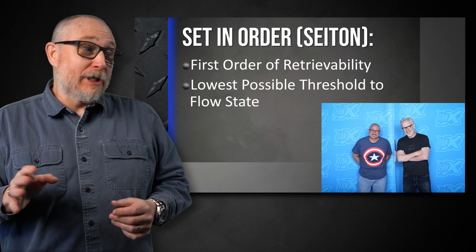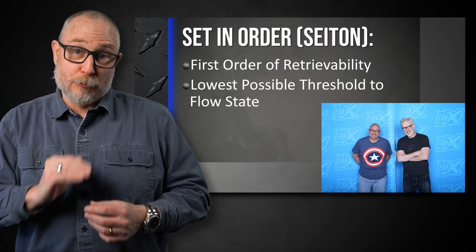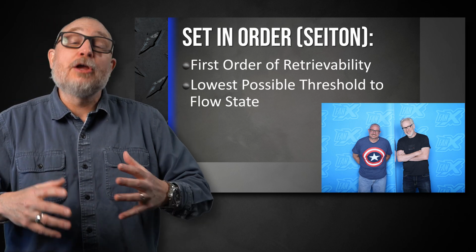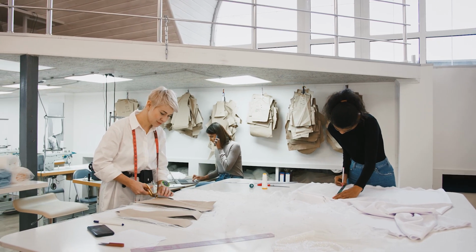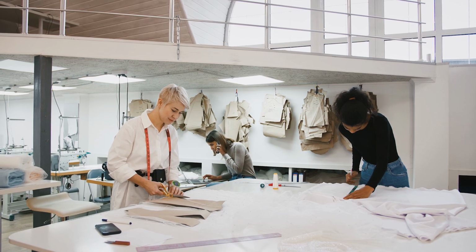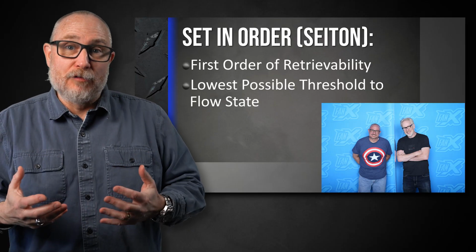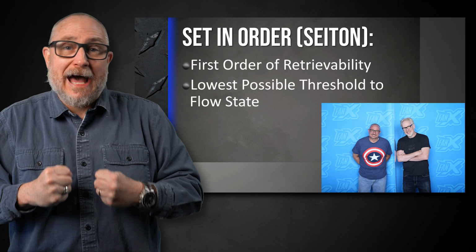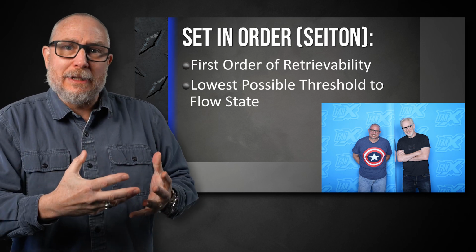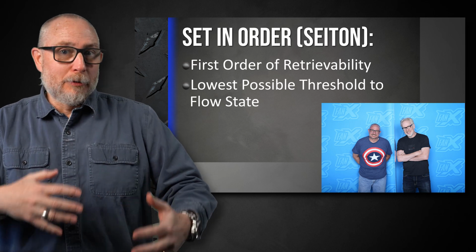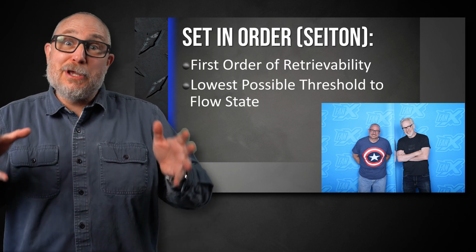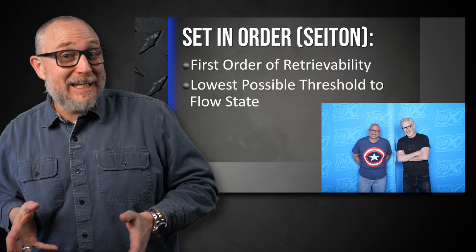The second principle he talks about is lowest possible threshold to flow state, meaning you really want to set things up so that getting what you need in terms of tools or materials doesn't get in the way of your flow. You don't have to pull yourself out of the work to get what you need and then put yourself back into the work. You want everything to just be where you need it to be when you need it to be there. That's all part of set in order, or seiton.